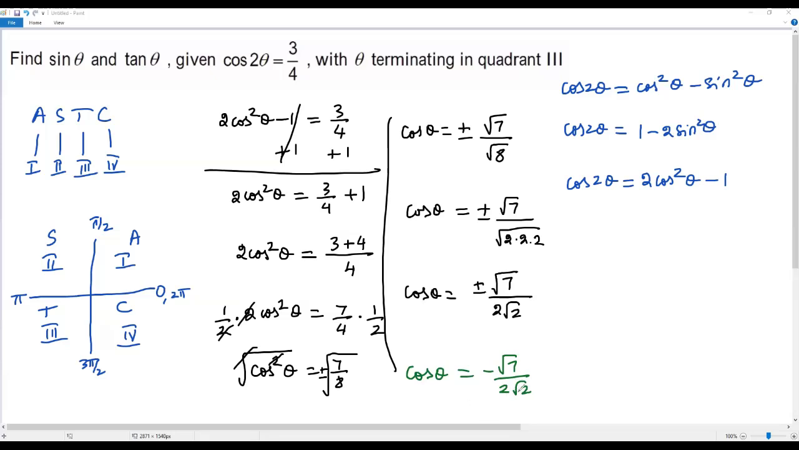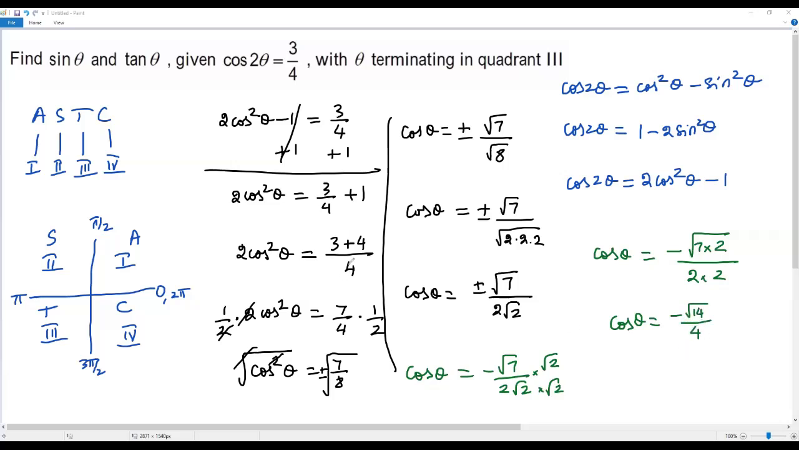But we have to rationalize the denominator because we have an irrational number, square root of 2, in the denominator. For that, I multiply both numerator and denominator by square root of 2. Then I'm getting cosine theta is equal to negative. Whenever I multiply two square roots, I can take the square root in common and multiply the numbers inside the square root. And 2 times square root of 2 times square root of 2 will become just 2 times 2. So cosine theta is equal to negative square root of 14 over 4.